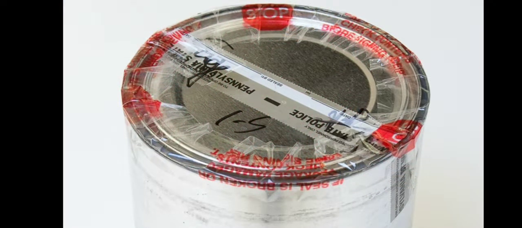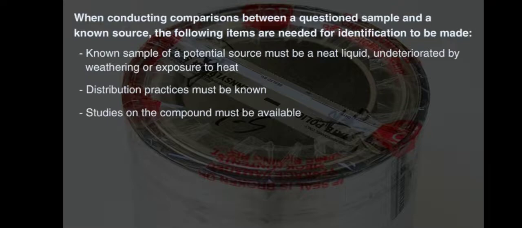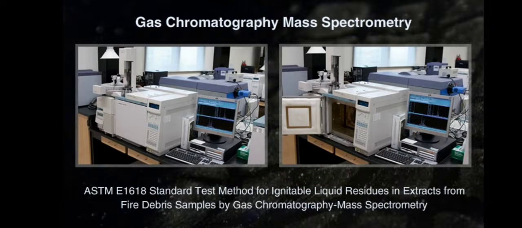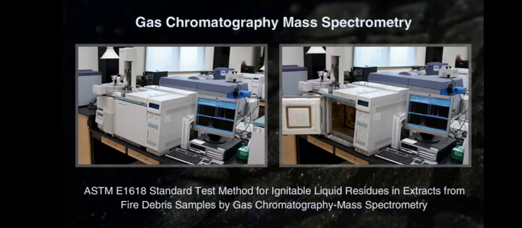When conducting comparisons between a questioned sample and a known source, the following items are needed for identification to be made. The known sample of a potential source must be a neat liquid, undeteriorated by weathering or exposure to heat. Distribution practices must be known, and studies on the compound must be available. The ASTM standard for fire debris analysis and characterization is E1618, Standard Test Method for Ignitable Liquid Residues in Extracts from Fire Debris Samples by Gas Chromatography Mass Spectrometry. Let's take a look at how GCMS analysis on fire debris is done.